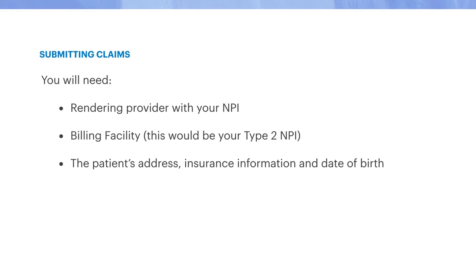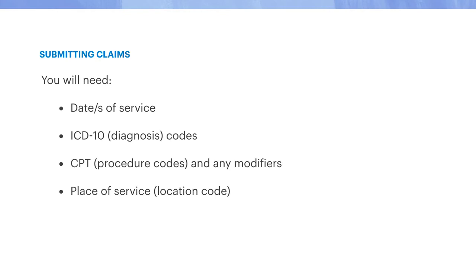location at which the services were provided. There are location codes that you would use to denote where you've seen your client. For instance, if you saw them via telehealth, it would be a 2. If you saw them at an office, it would be 11. If you saw them at their home, it would be 12. Make sure that those place of service codes are correct.